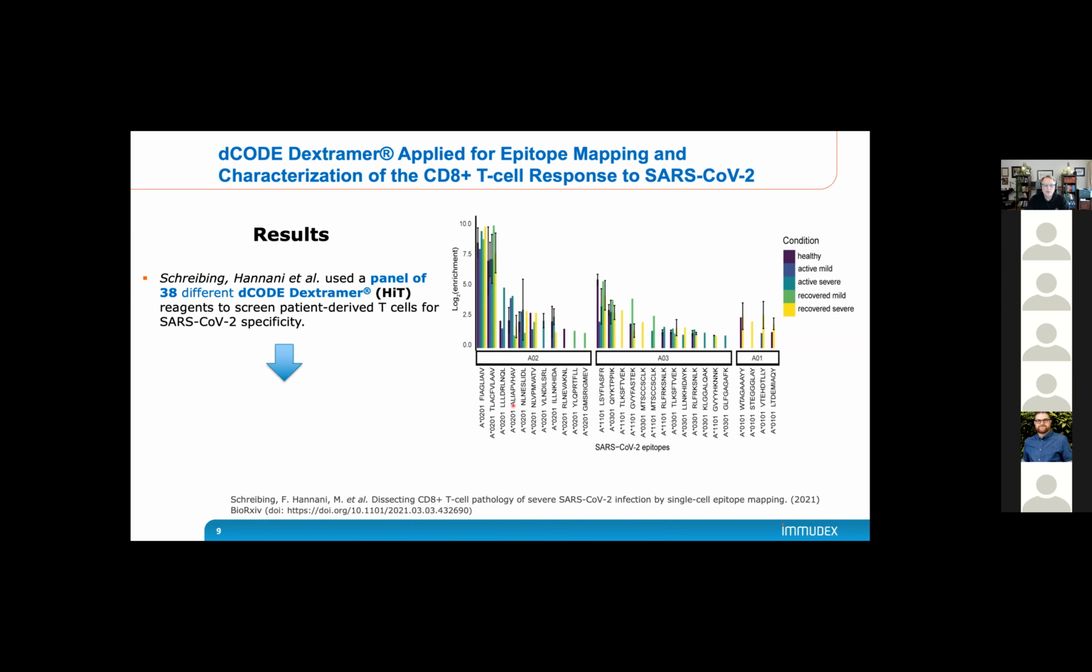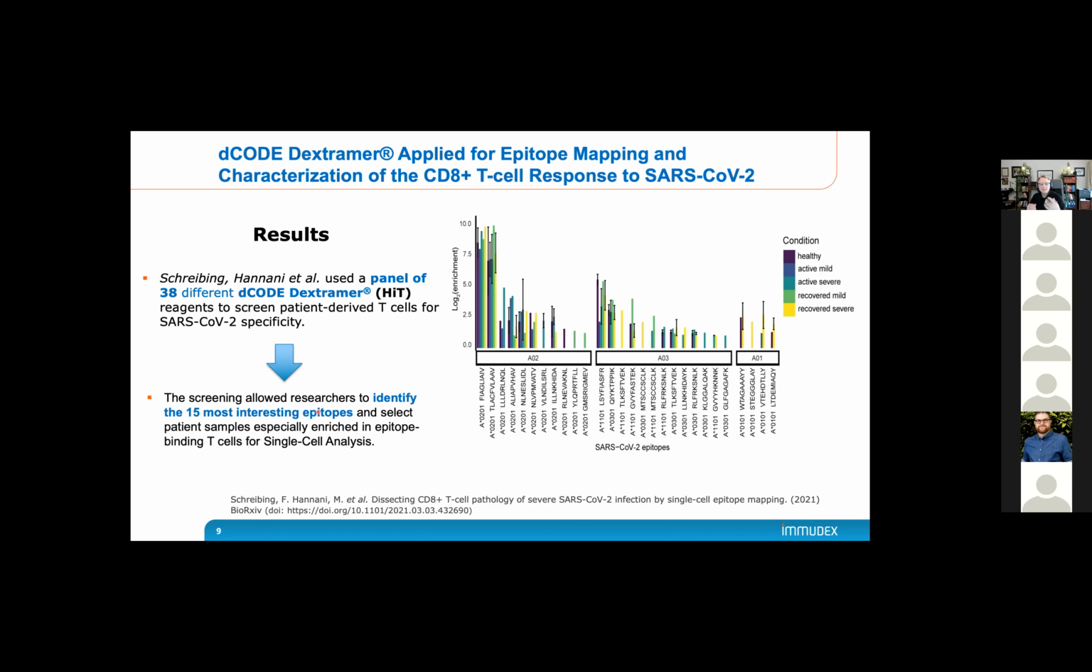And they were able to identify a number of epitopes here, ranked in order of frequency in healthy, active mild, active severe, recovered mild, and recovered severe disease. Right. And 15 epitopes were the ones they selected as being the most enriched in patients that were affected by SARS-CoV-2.